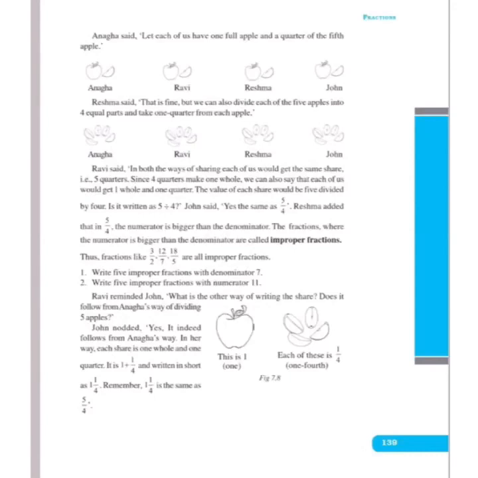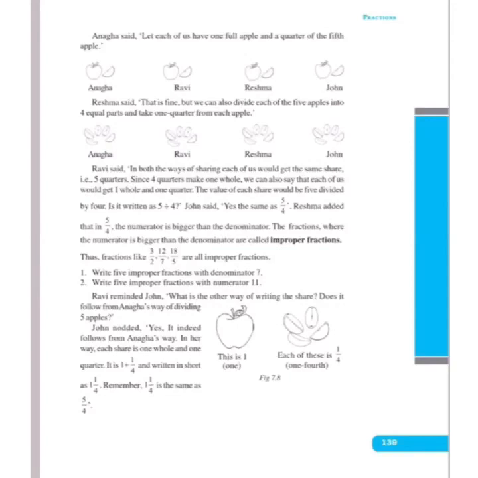Now, we have to share these 5 apples among 4 friends. So, what will we do? Yes, first we will give one apple to each of the 4 friends, that is, 1 apple to each friend. Now 1 apple is left, so what will we do? We will divide that 1 apple into 4 pieces.